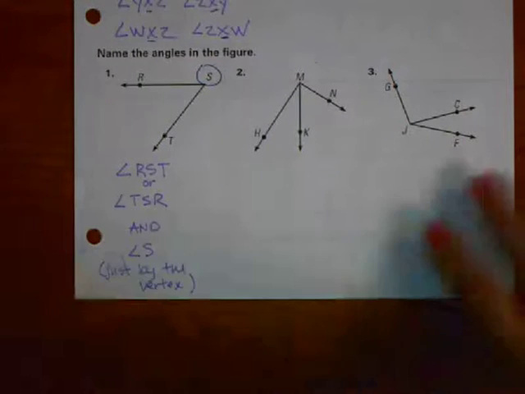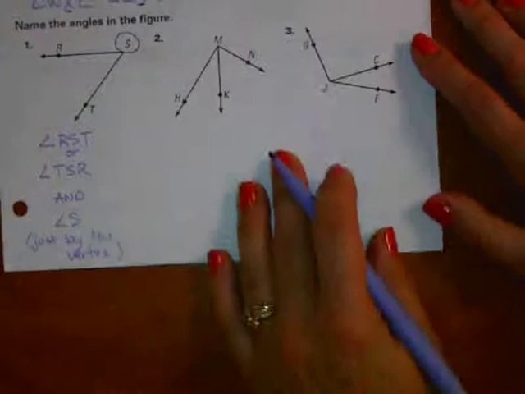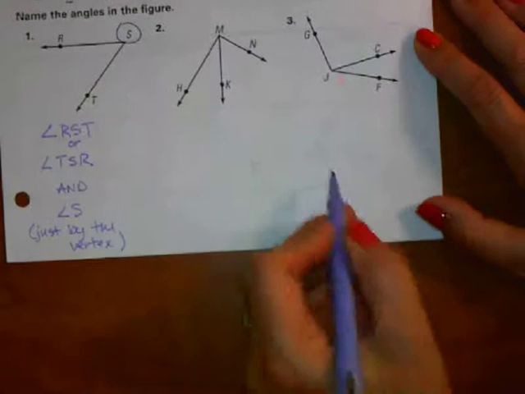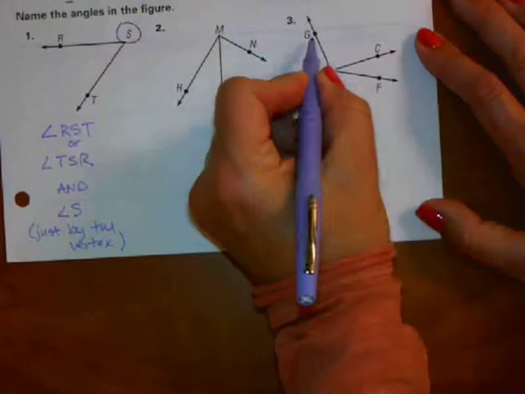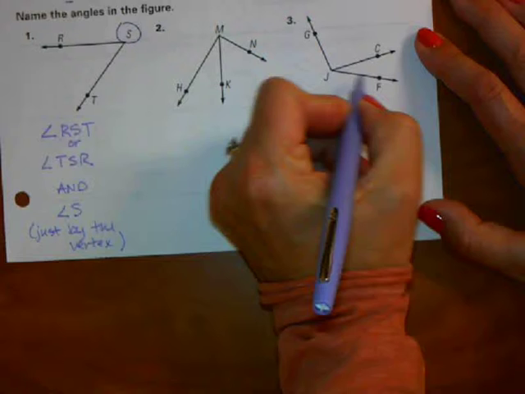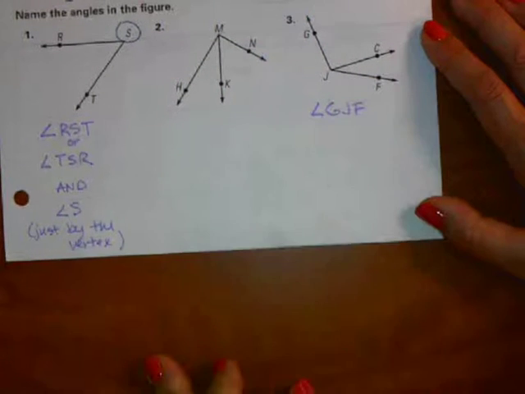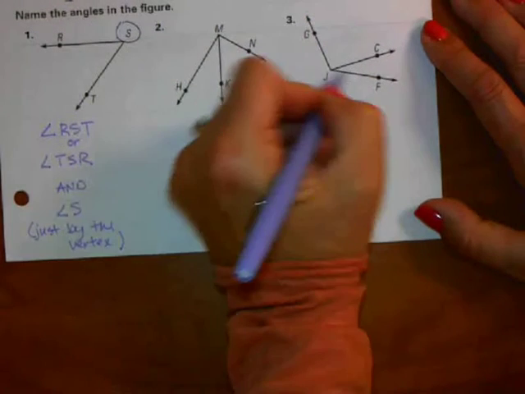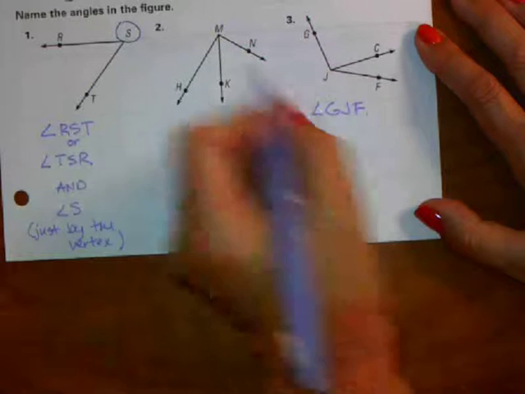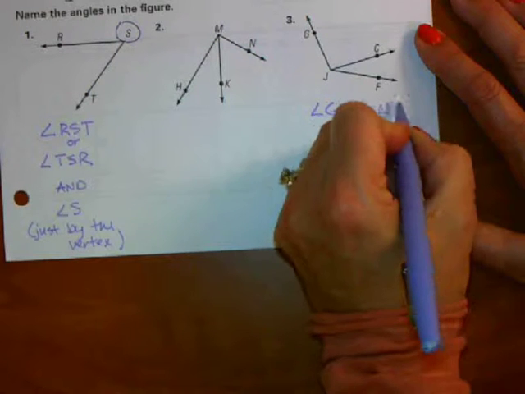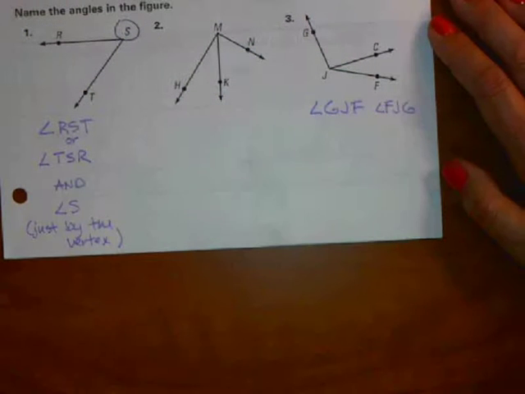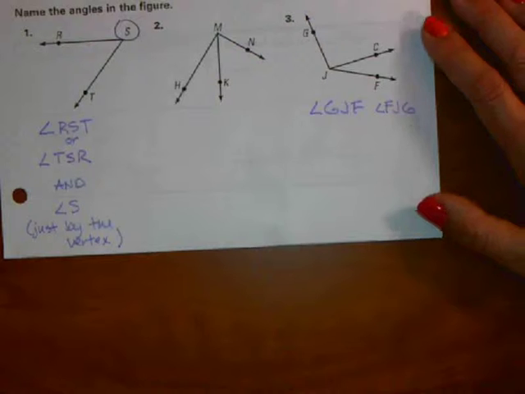We'll just do this one together. We don't need to do them all. They're all kind of the same. So I'm going to start with G, and I'm going to go to the big angle first. GJF. That's the big angle. I could also say angle FJG. J is always in the middle.